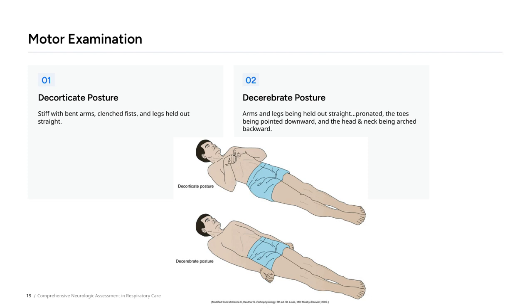We often see two characteristic postures that can indicate different levels of brain injury. The first is decerebrate posture, where the patient appears stiff, with bent arms, clenched fists, and legs held out straight.